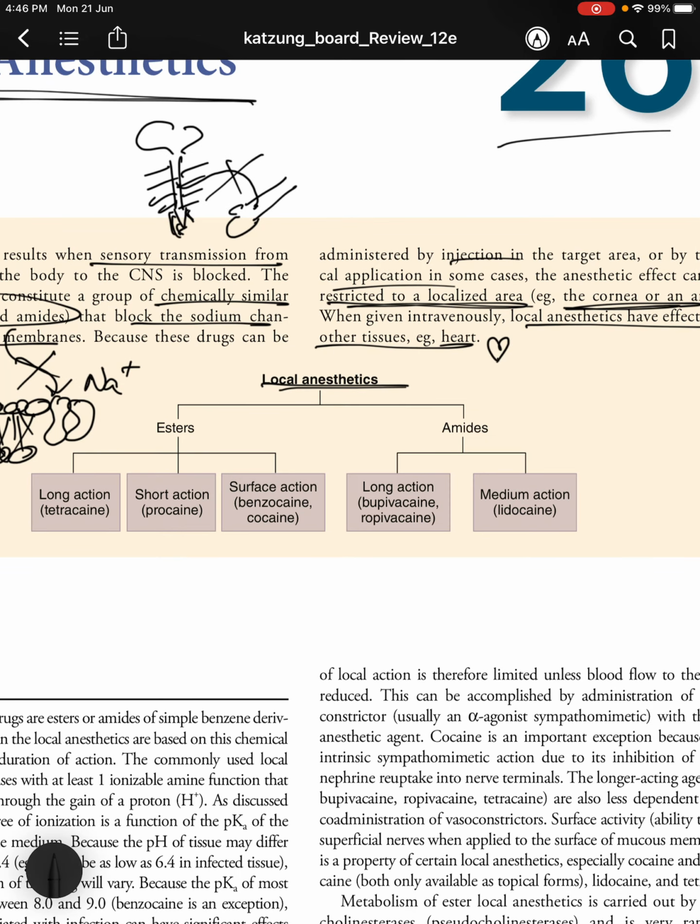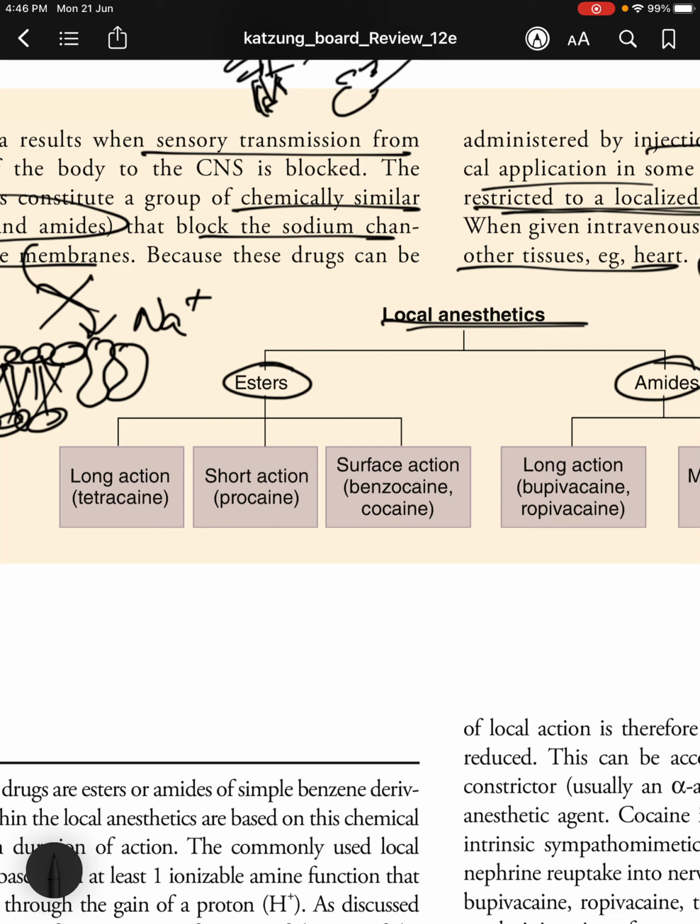So coming to the classification of local anesthetics, we can divide them into two groups based on the chemical structure. They can either be esters or amides. Coming to esters, we can again divide them on the basis of duration of action. We have long acting esters such as tetracaine. Tetra means 4, which is kind of a big number from 1 to 5, so it is a long acting ester. Whereas short acting, you have procaine. It's a pro, it does its job quickly, so it's a short acting ester. And then surface action, we have benzocaine and cocaine, they are surface acting local anesthetics.